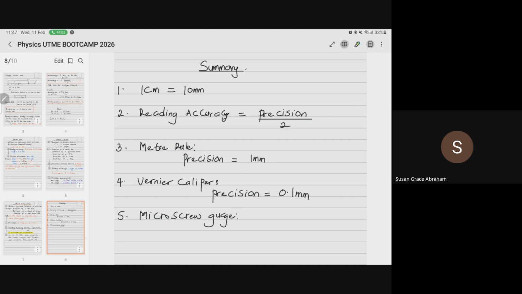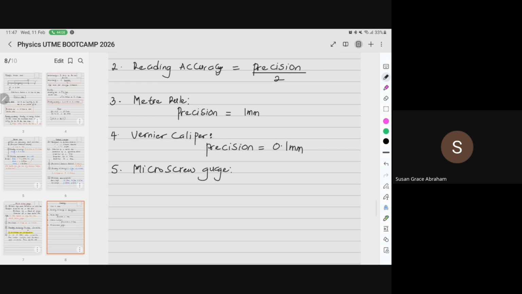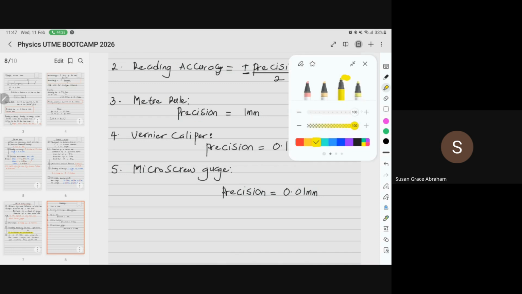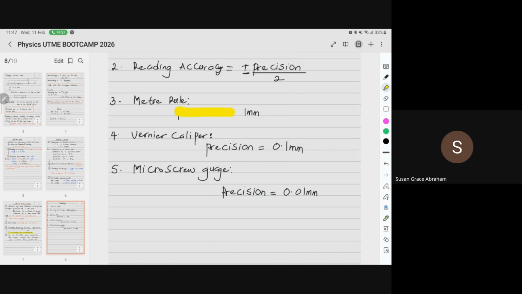Somebody will now say, how come I'm not writing in centimeter? Because I don't have a problem with that. I can easily convert. And somebody will also ask me, how come I'm not writing about the reading accuracy? Because I can just divide by 2 to get the reading accuracy with my plus or minus. So this is plus or minus. Remember, plus or minus precision divided by 2. Precision is 0.01 millimeter. If I can remember this, I have no problem with others. Does that make sense, my people? Yes, sir. Yeah.